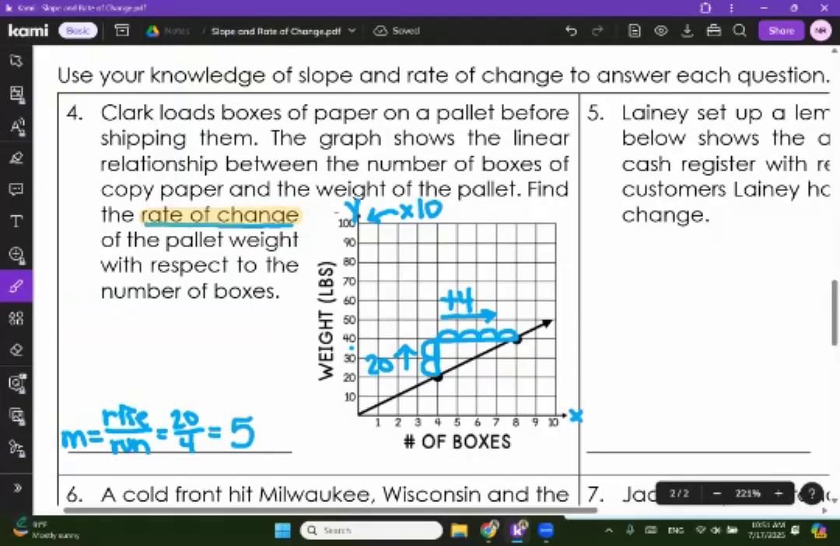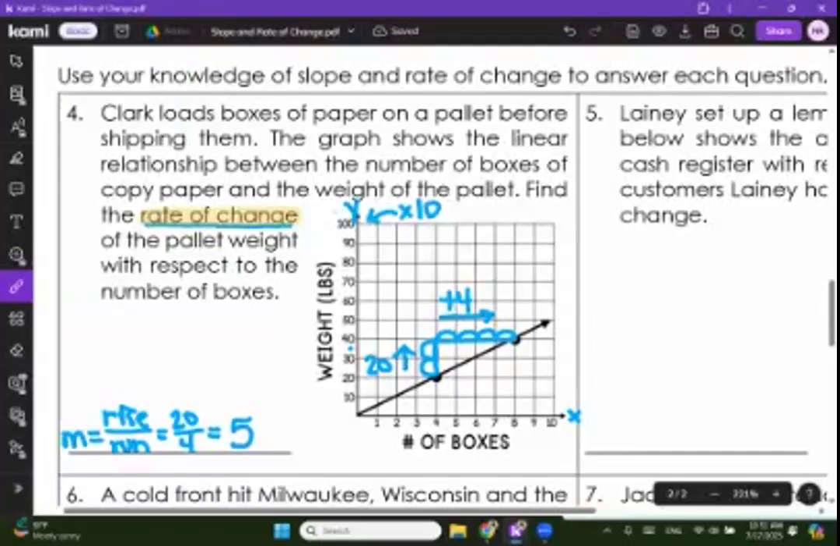Now our rise, because we do need to include some types of units, we have pounds and number of boxes. Our rise describes the weight in pounds, so that means it's 5 pounds. LBS is an abbreviation for pounds. Our run describes the number of boxes, so 5 pounds per box.